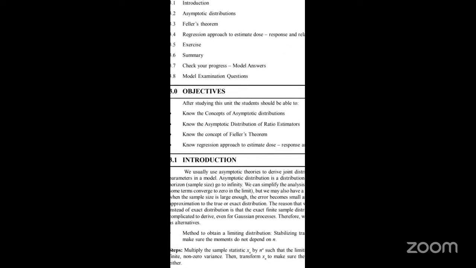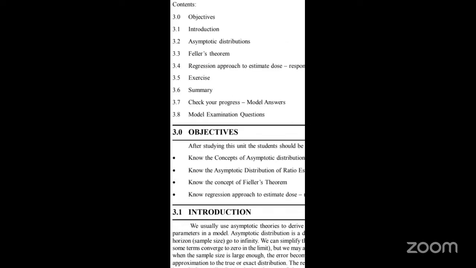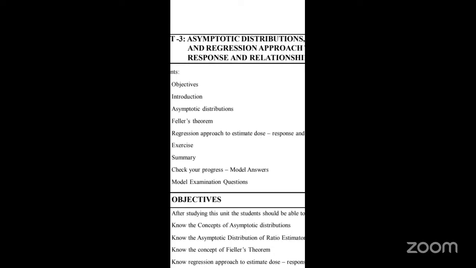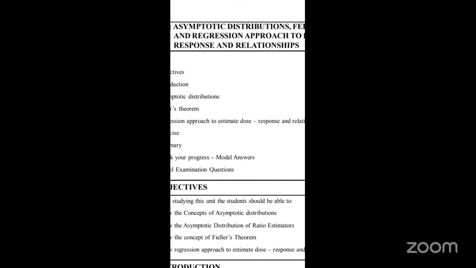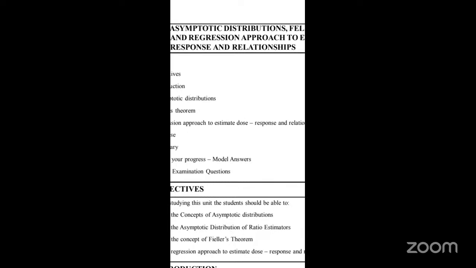Next, the unit is unit 3. Here we will explain unit 3: asymptotic distributions, Feller's theorem, and regression approach to estimate dose response and relationships. You know that distributions play a very important role in statistical theory. What does distribution mean? A characterization of a random variable is called the distribution.